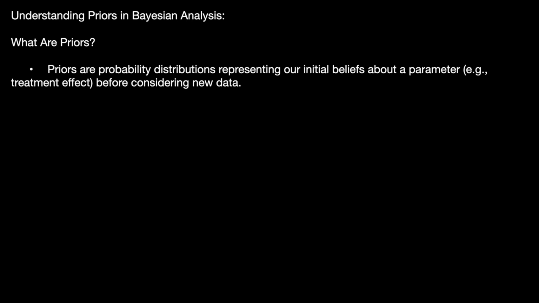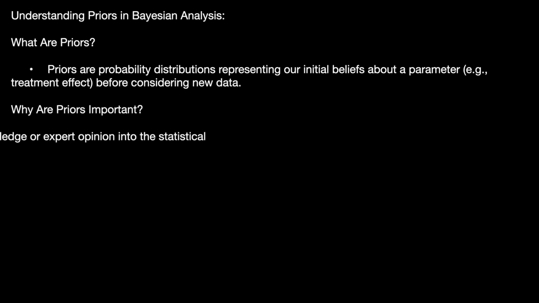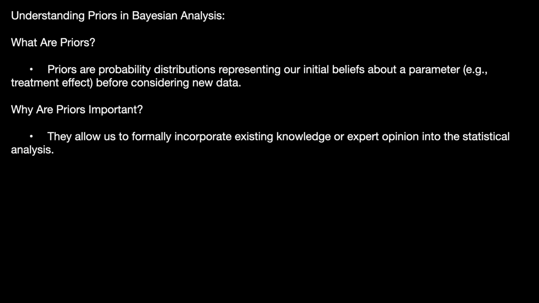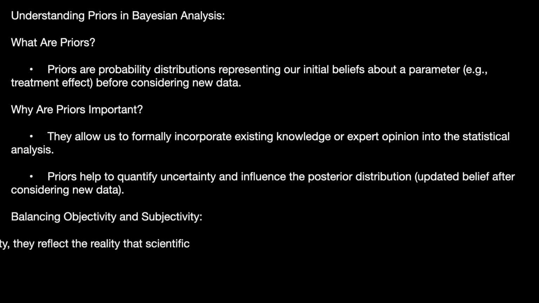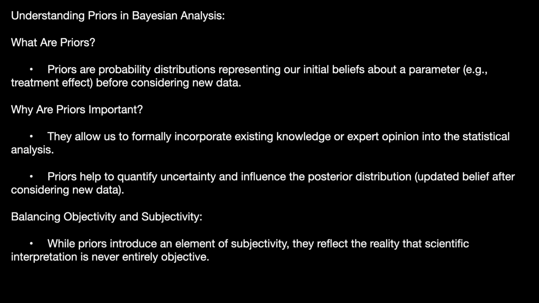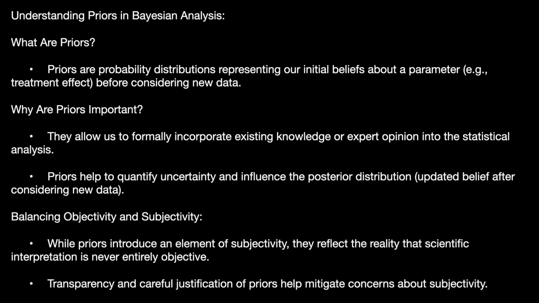So what are priors? Priors are the probability distributions representing our initial beliefs about a parameter, for example, a treatment effect, before considering the new data. Why are they important? They allow us to formally incorporate existing knowledge or expert opinion into our statistical analysis. They help quantify the uncertainty and the influence on the posterior distribution. They balance objectivity with subjectivity. While priors introduce an element of subjectivity, they reflect the reality of clinical interpretation, which is never entirely objective. Transparency and careful justification of the prior help mitigate concerns about its objectivity.